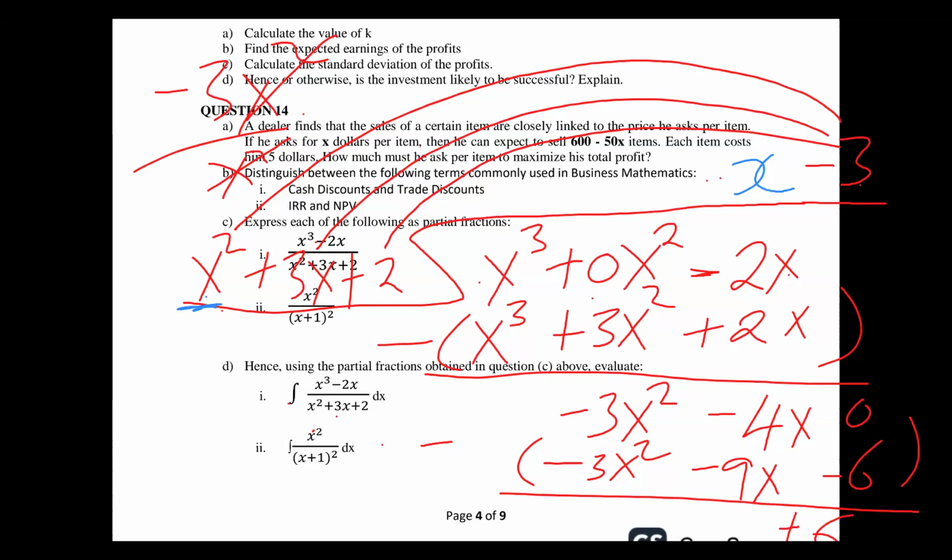Negative 4x minus 9x, what do we get? Negative 4x minus negative 9x means there will be a positive for it. So it will be negative 4x plus 9x, which will be 5x. Right. You subtract the smaller number from the bigger one and retain the sign of the bigger.